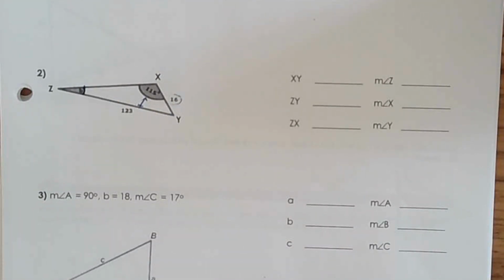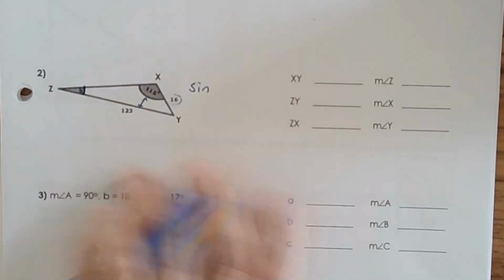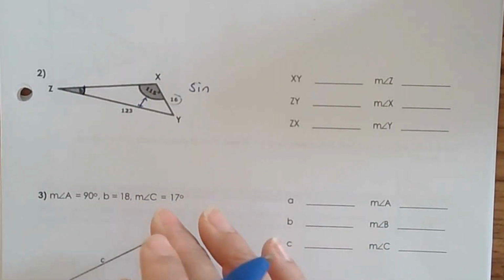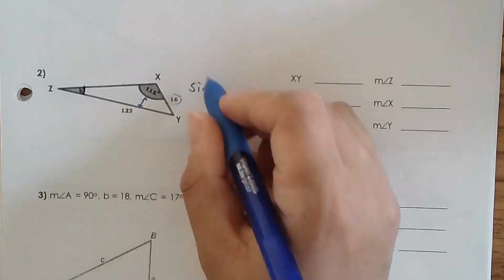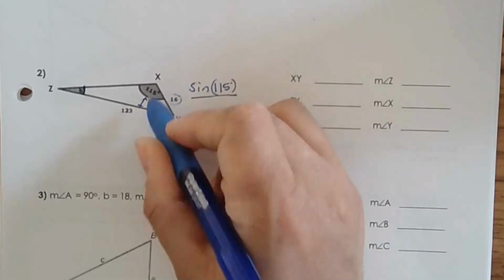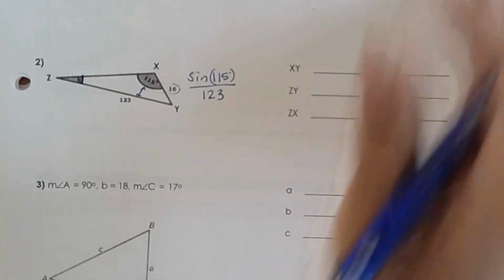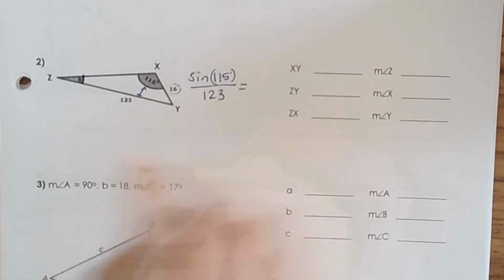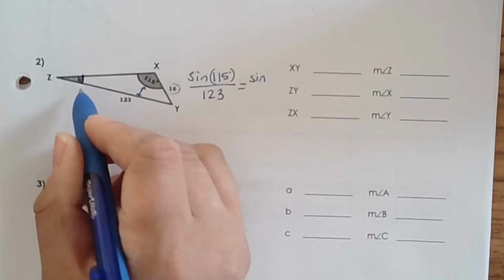So here's what I would start with. Sine of, and again, notice how it's not A, B, and C. If you want to change it so it's A, B, and C, you can. I'm going to just do it without. So I start with the angle measure that I know, which is 115, divided by the side across from it, which is 123. Okay, and then I'm setting it equal to the other pair, which we don't know what sine of this angle Z is.